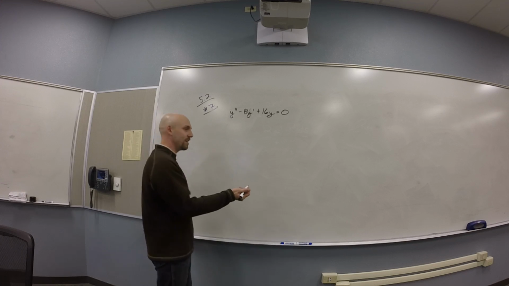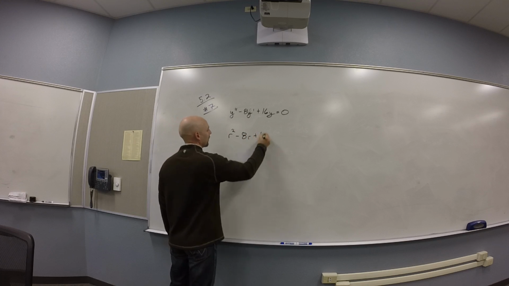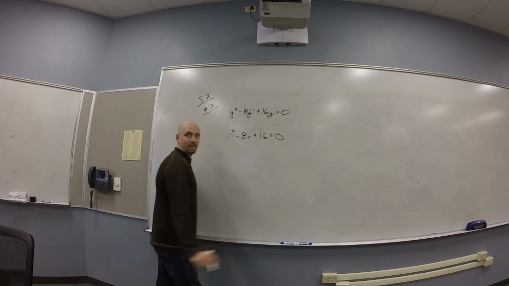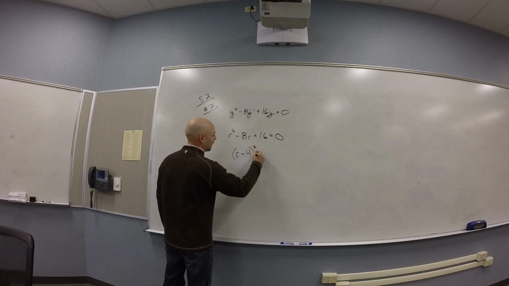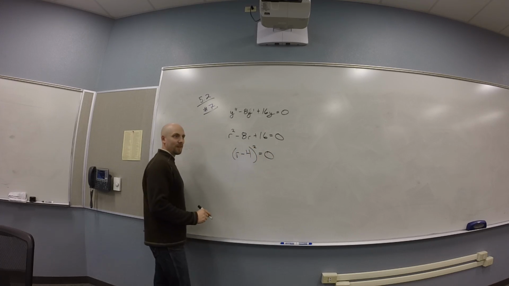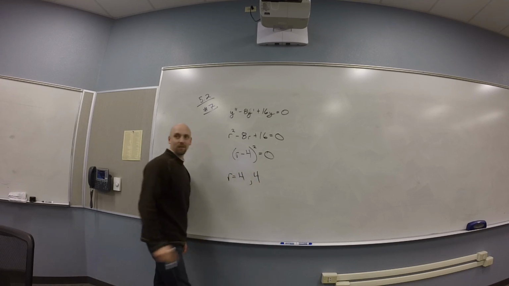By guessing y is e to the rx. So I got r squared minus 8r plus 16 is 0. And then I notice that this is r minus 4 squared equals 0. And so that means that my two solutions are r is 4 or r is 4.